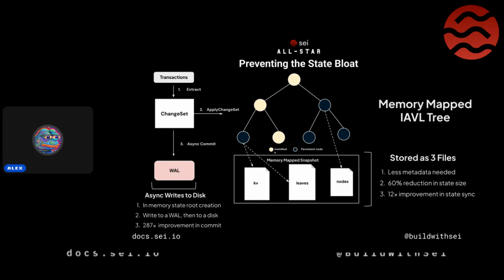And another trick that we're doing is we are rebuilding this stuff from the ground up. When constructing that memory mapped IAVL tree, we make sure to actually try to reduce metadata as much as we can. That way we can improve state sync, so essentially the method by which most nodes get to the block tip, also by around 10x.